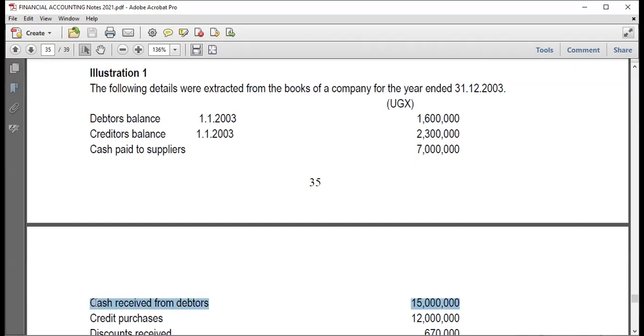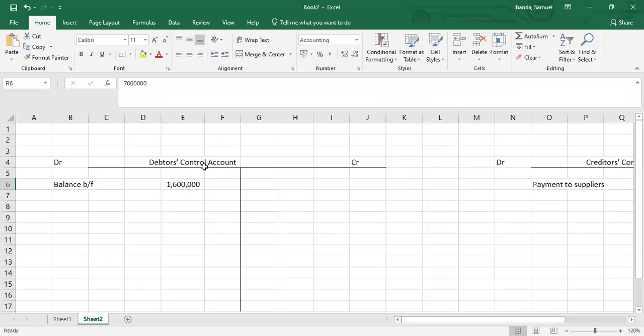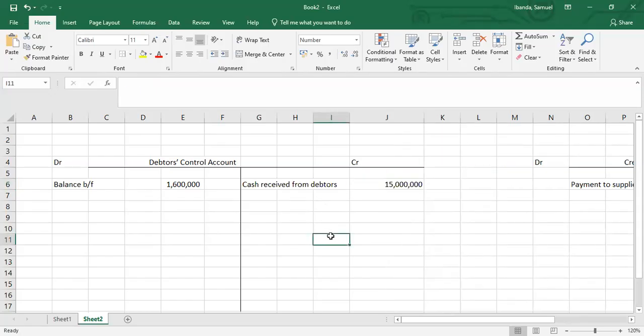Now, cash received from debtors should actually be recorded under our debtors control account. Every time we receive money from our debtors, it means our debtors are reducing. So cash from debtors should actually be credited, okay? That is why I'm going to get my 15 million right here and credit it in this account, okay? Like that. So that's what I'm trying to do. The cash received from debtors reduces my debtors.